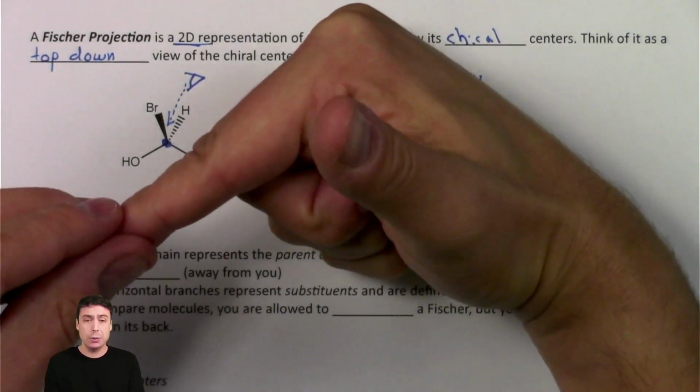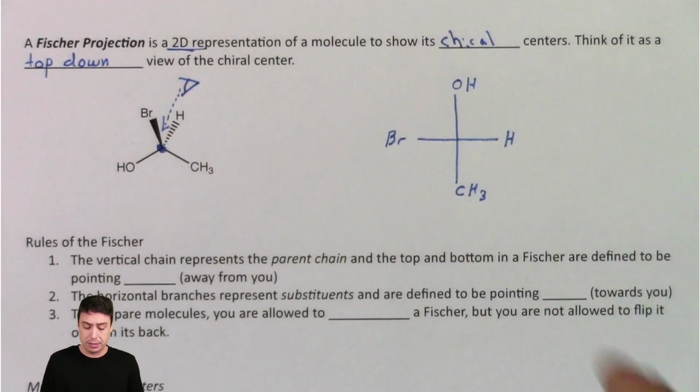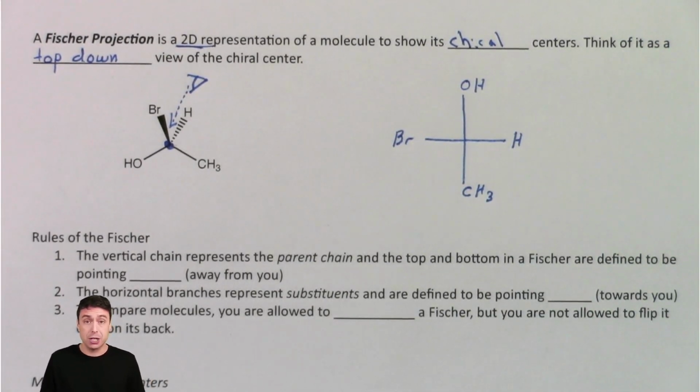Instead, all we're doing is turning it up to the top so that now you're looking from the spine, from the top-down view, and the thing that's on the wedge ends up on the left-hand side. Boom, that's it. That is your Fischer projection. It's going to get more difficult because we'll have multiple chiral centers, but for now, that is your Fischer projection. Now, let's go through some of the rules here.